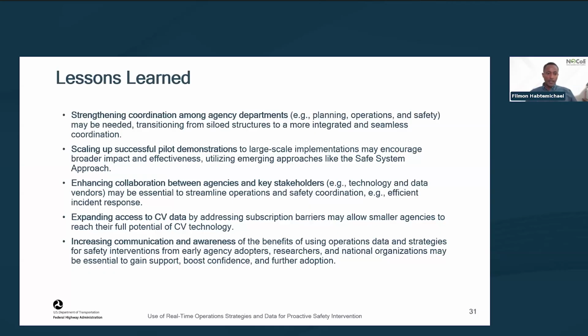And we need to promote communication and awareness of the benefits that could be obtained from using these emerging data sources and operations data to enhance safety, especially learning from early adopters, from researchers and the national organizations like the NCHRP or TRB. This can provide really good support and boost confidence for further adoption.